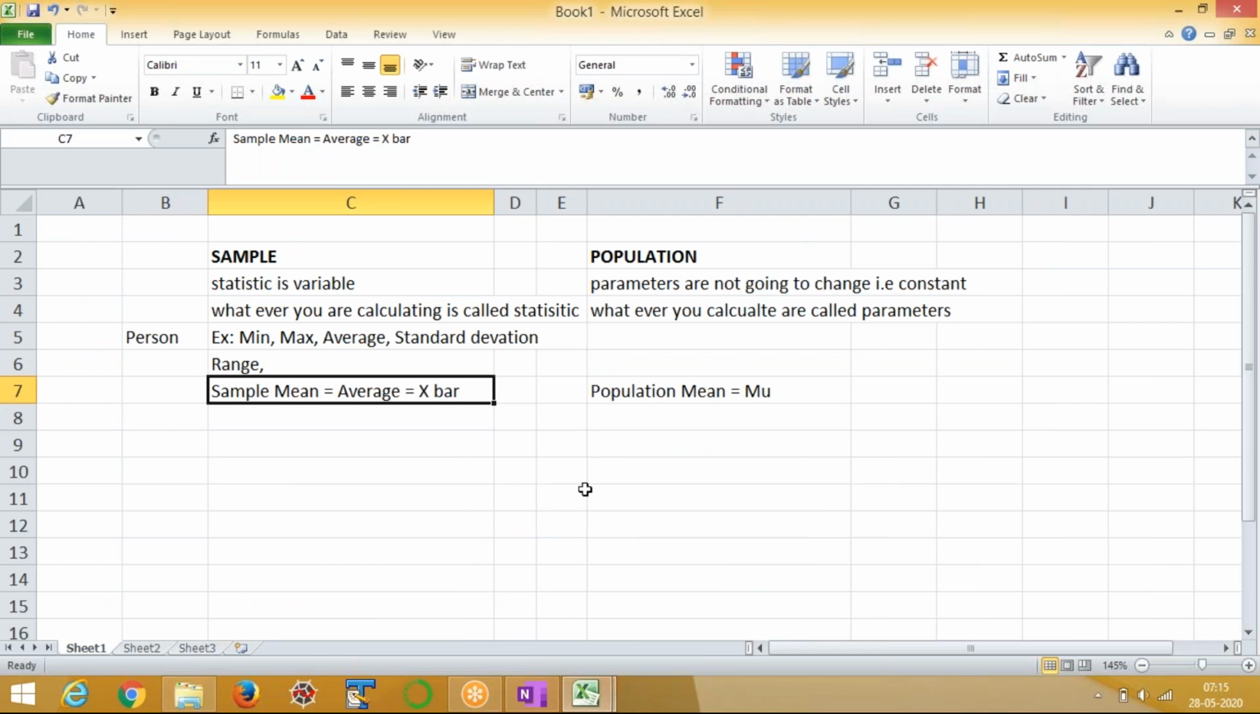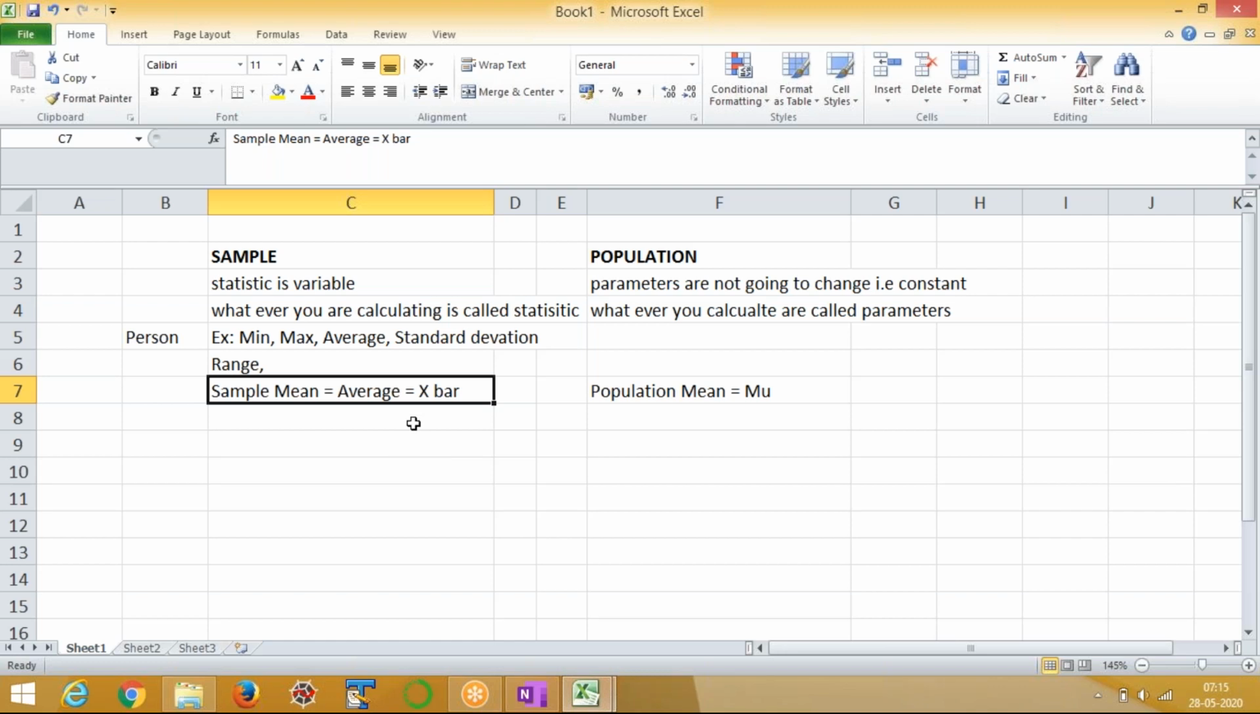So sample mean, population mean. Sample mean is the average, and population mean is the actual population data mean. So if I specify average, that means I am working on the sample data. If I specify mean, that means I am working on the population data. But in most of the cases, as I say, we are going to work only on the sample data.